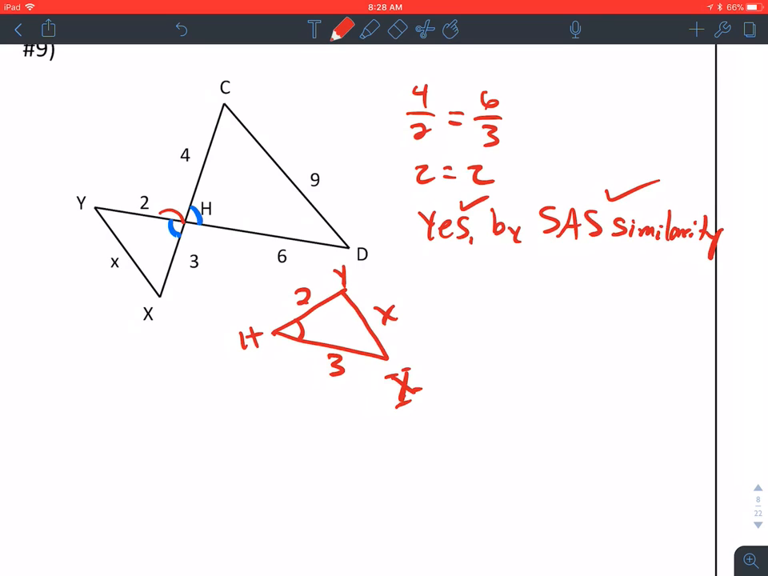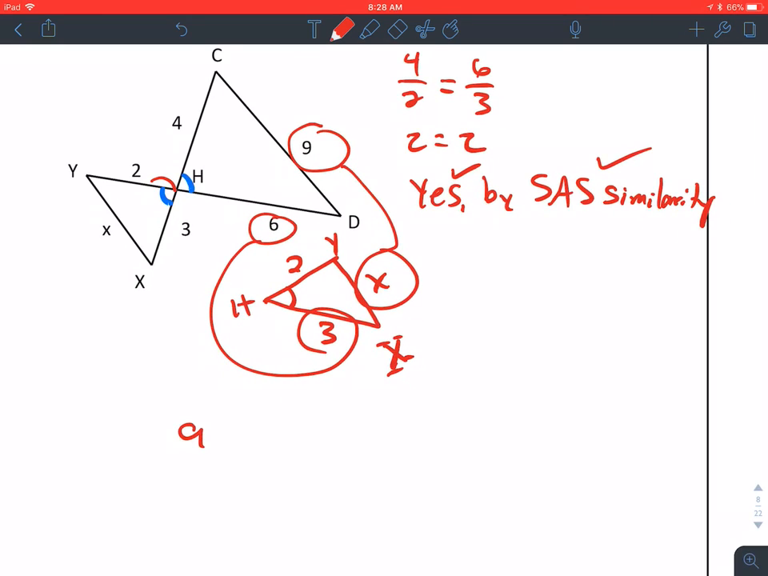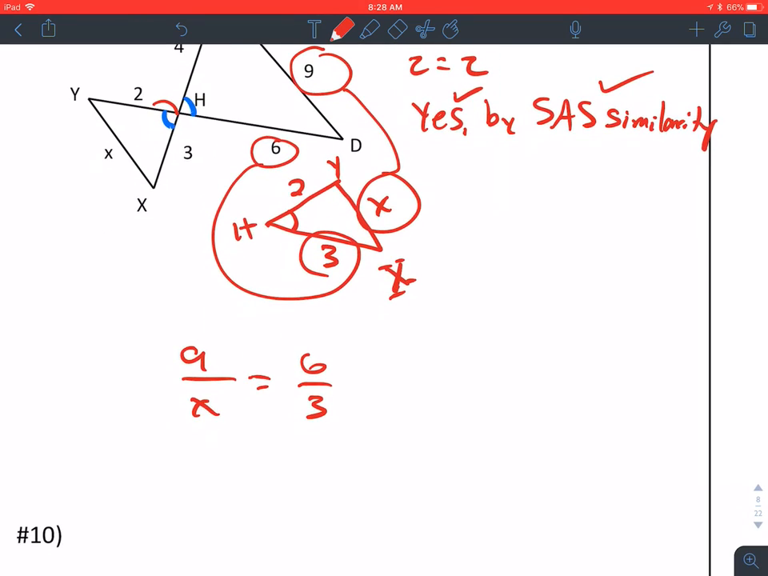Okay, so 6 compares to 3 as 9 compares to x. So 9 over x is the same as 6 over 3. 6 over 3 is the same as 2. So 9 over x is the same as 2.